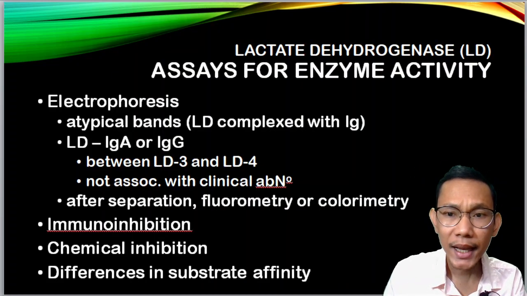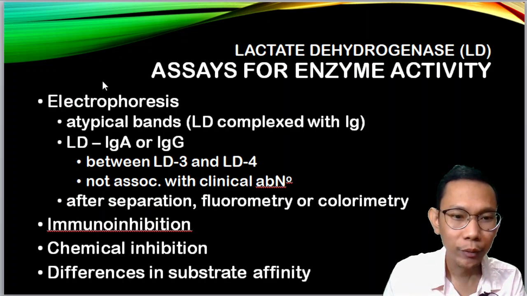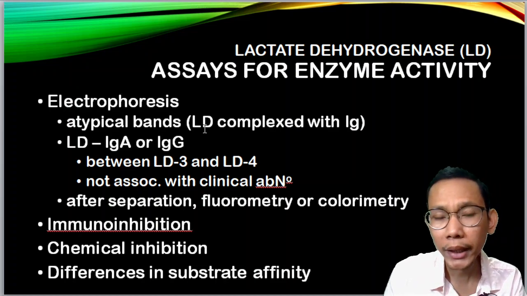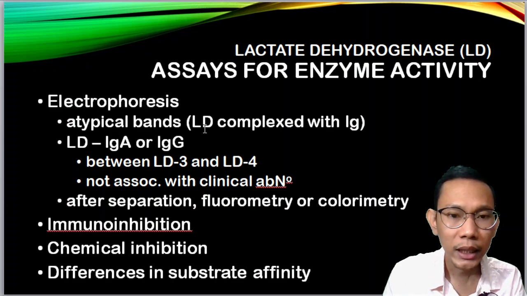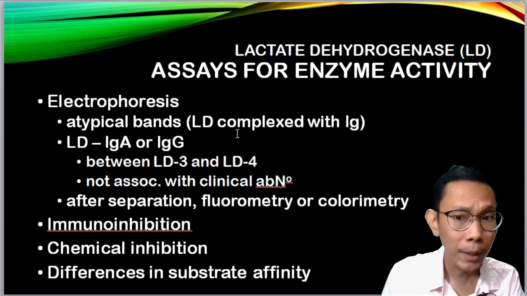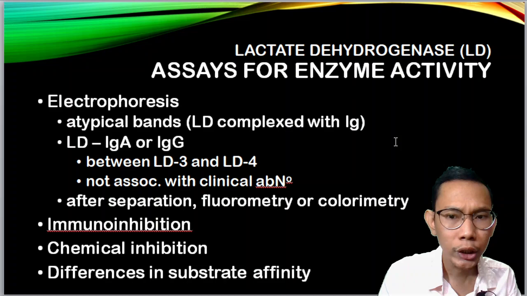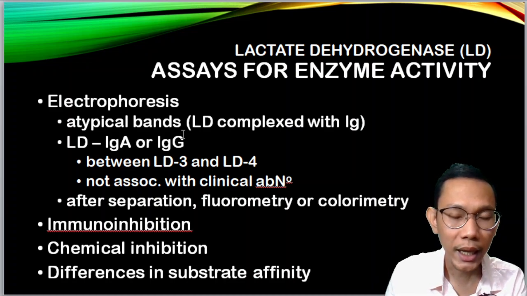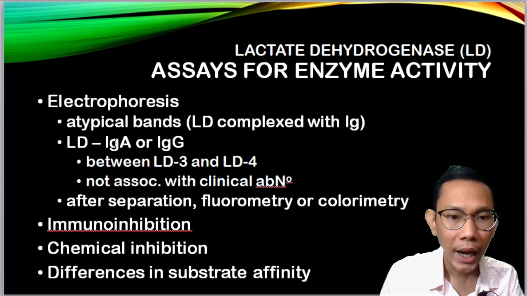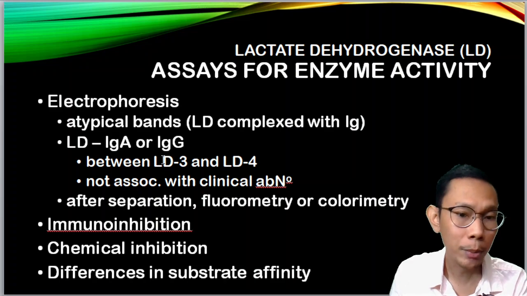Now for the assays of enzyme activity of your LD, we do electrophoresis. We can also identify the different atypical bands. These atypical bands are LDs that are complexed with immunoglobulins. What are the two immunoglobulins? Either IgA or IgG, similar to CK. So your LD-IgA or IgG band is between LD3 and LD4, but these are not associated with clinical abnormalities.